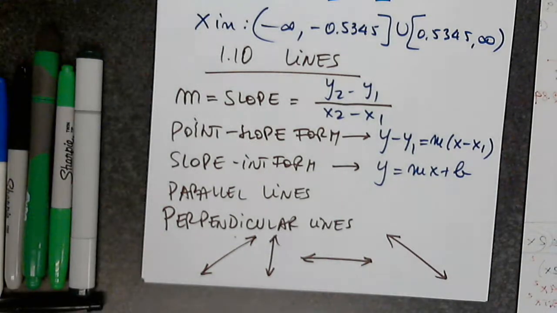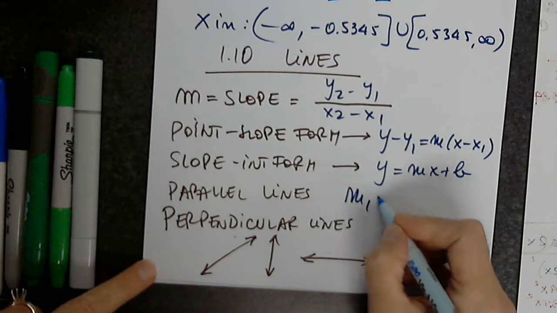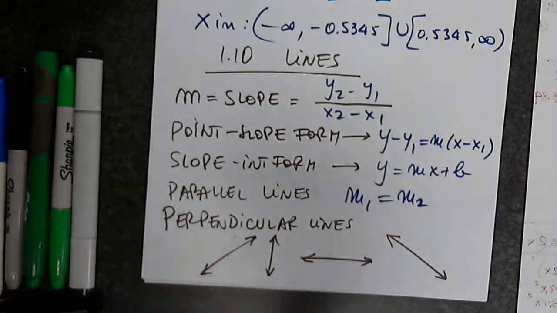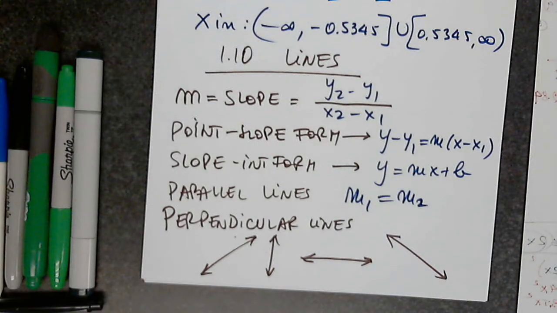Very good. Parallel lines. So are these 2 lines parallel? You can say approximately, yes. What can I say about the slopes? They have to be the same. The 2 slopes of 2 lines which are parallel have to be the same. Perfect. Perpendicular lines. What do we know about perpendicular lines?